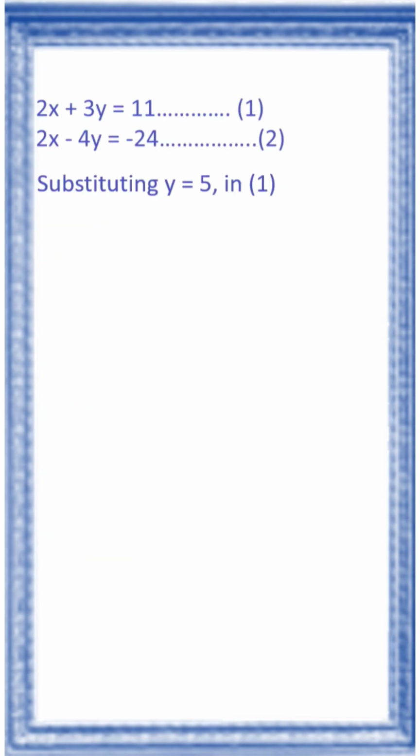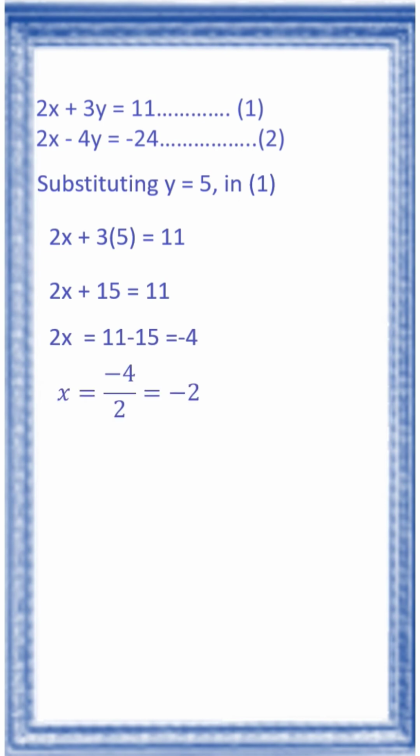Now substitute y is equal to 5 in equation number 1. 2x plus 3 into 5 is equal to 11. 2x plus 15 is equal to 11. 2x is equal to 11 minus 15, that is equal to minus 4. So x is equal to minus 4 divided by 2, that is equal to minus 2.